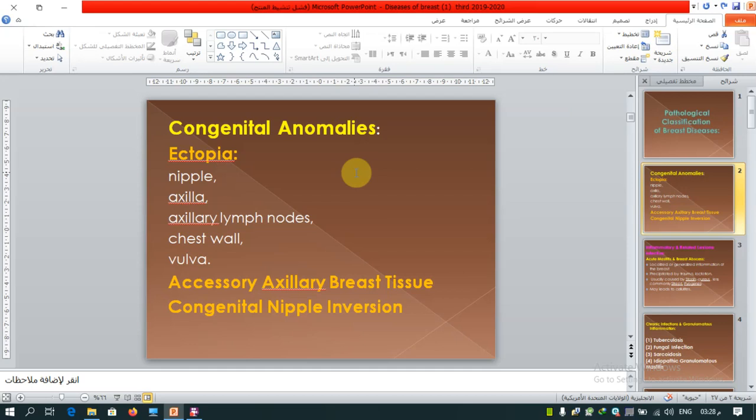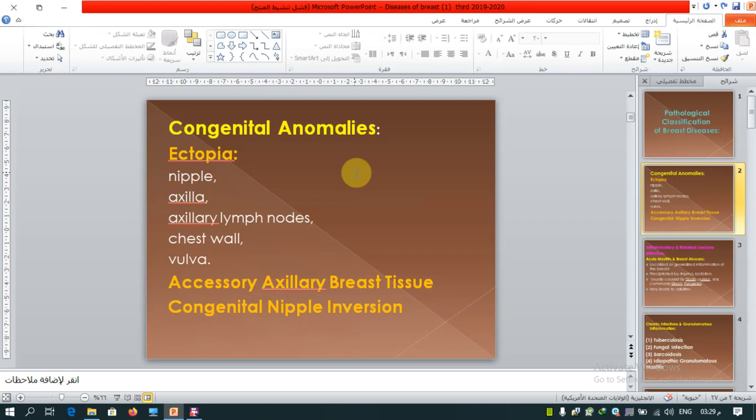Diseases of the breast are classified or categorized into 4 categories. These include the congenital diseases and inflammatory diseases, which include infective and non-infective. The infective are divided into acute and chronic mastitis. The non-infective inflammatory diseases of the breast are divided into ductectasia, fat necrosis, and galactocele.